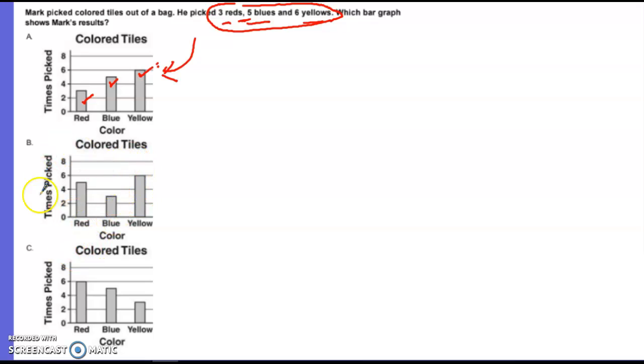For instance, if we look at B, the bars are very different than A. So if we look back at our problem, 3 reds, well, B says that it has 5 reds, and that doesn't match what it says in my word problem, so I know that this one cannot be it. And if we look at C, there again, I need 3 reds. Well, in answer choice C, red, it says there are 6 of them. So I know that cannot be the answer either. So that just kind of confirms that the correct answer is A. So there again, guys, I'm just looking for which one matches my word problem.